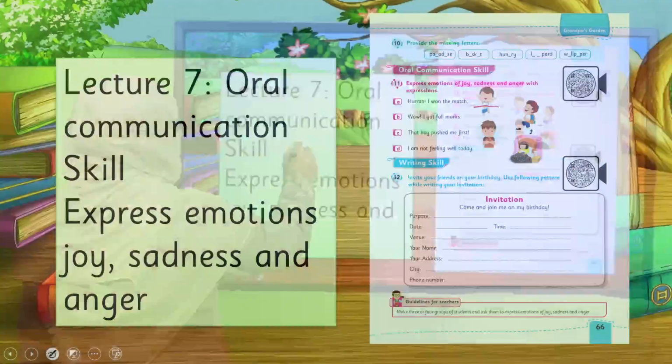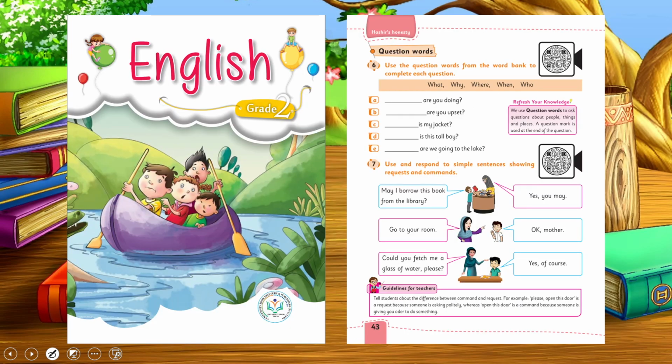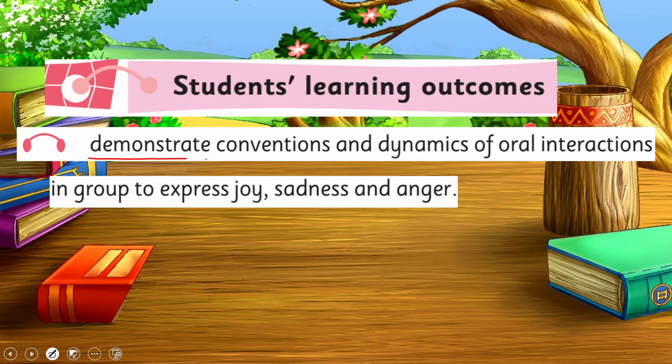Yes, my dear students, today under the title of Oral Communication Skill, we are going to learn how to express emotions just like joy, sadness, and anger. Before this, in English for grade 2, we have learned how to respond to commands and requests. It means we know how to understand commands and requests. I hope you remember. If not, you may watch this video lecture again. And this is going to help us to demonstrate conventions and dynamics of oral interactions in group to express joy, sadness, and anger. This is our today's objective.